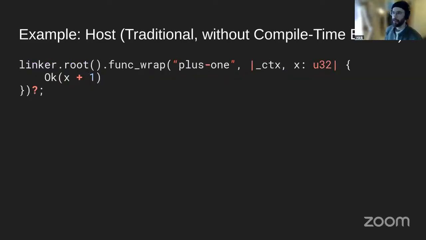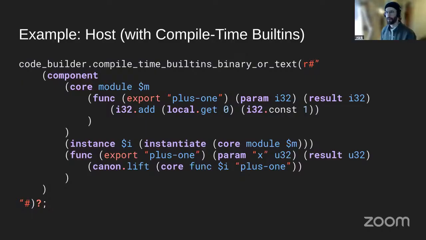And so here's kind of the traditional way that you would implement this on the host. You'd have a linker, and then you would register a function under the name +1, and it would take some value and return that value +1, right? Boring. More fun is compile time built-ins.